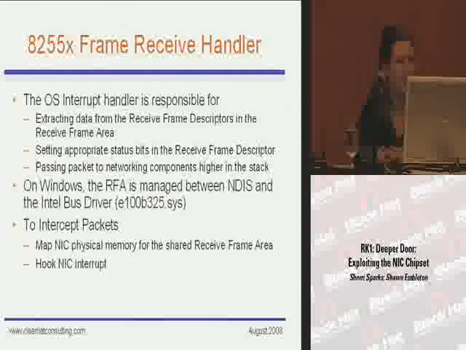So there's a couple steps involved in intercepting packets. First thing we need to do is locate that receive frame area, and we need to map that physical memory. We're also going to need to intercept the FR interrupt as well.